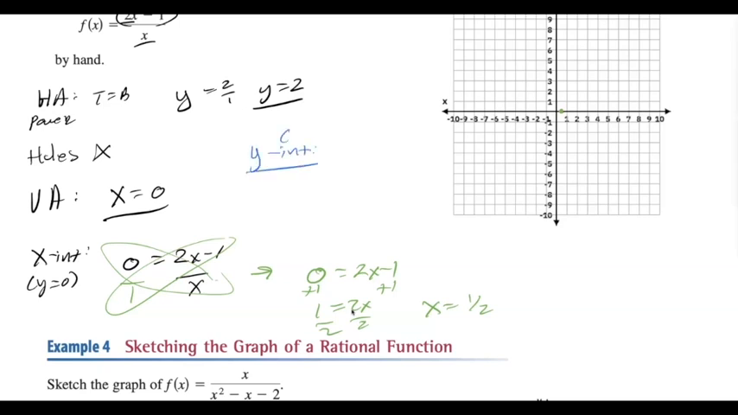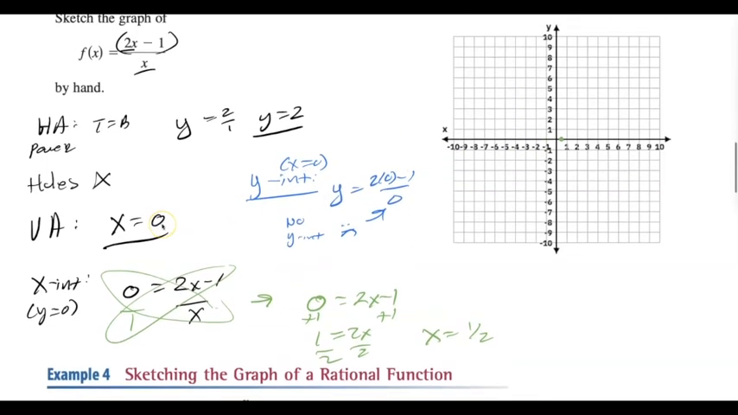Plug in 0. So I'm going to get y equals 2 times 0 minus 1 over 0. Well, you can't divide by 0. So no y-intercept. You can't divide by 0, so you actually have no y-intercept. So let's plot everything. I have a vertical asymptote at 0, hence why there's no y-intercept.